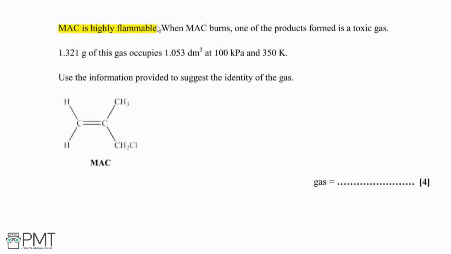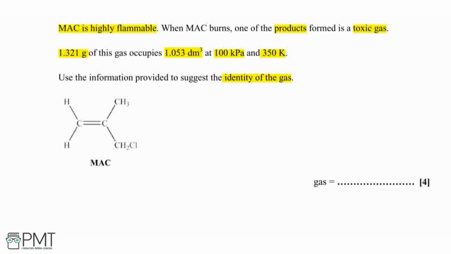MAC is highly flammable, and when it burns, one of the products formed is a toxic gas. And we've been given some information and we need to identify what the gas is. So we've been told that 1.321 grams of this gas occupies 1.053 decimeters cubed at a pressure of 100 kilopascals and a temperature of 350 Kelvin.